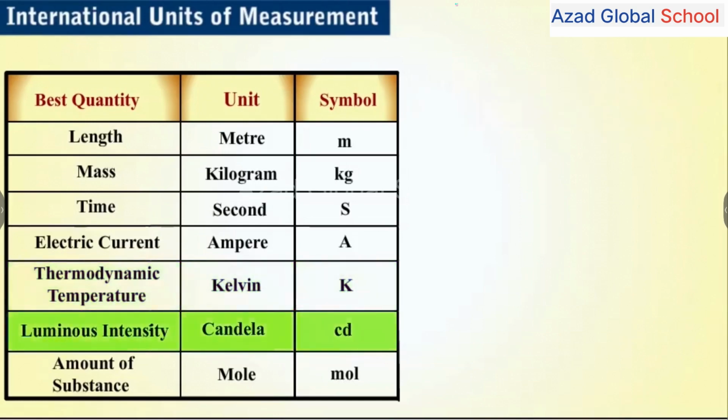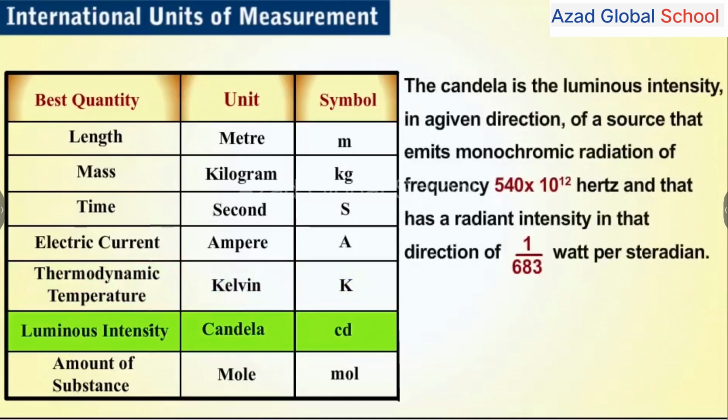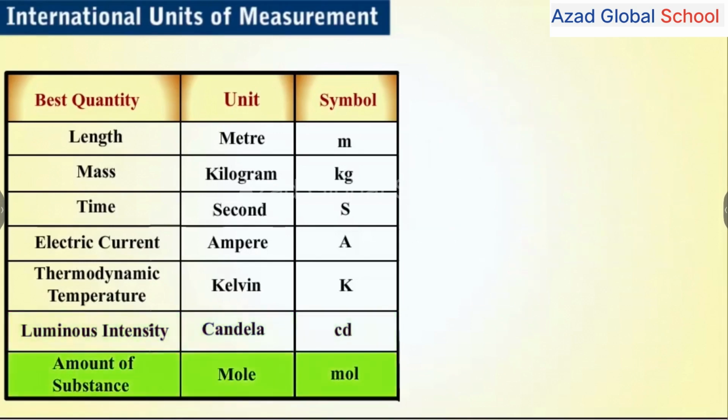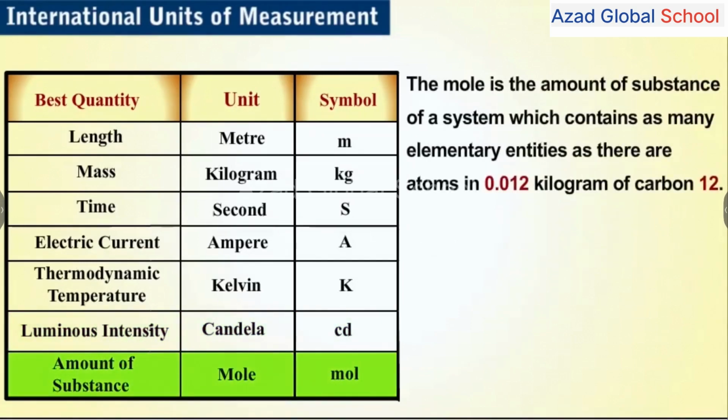Luminous intensity is measured in candela, denoted by the small letters cd. A candela is the luminous intensity in a given direction of a source that emits monochromatic radiation of frequency 540 × 10^12 Hz, and that has a radiant intensity in that direction of 1/683 watt per steradian. An amount of substance which contains as many basic entities such as atoms or molecules in a system as the number of atoms in carbon-12 isotope is measured in mole, denoted by the small letters mol.